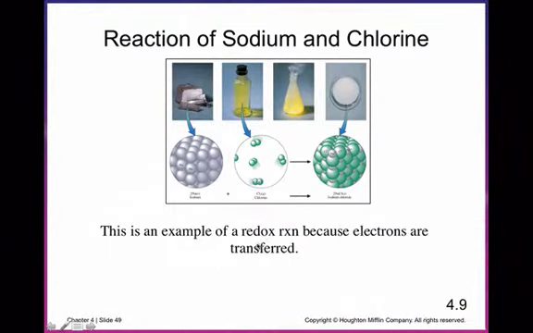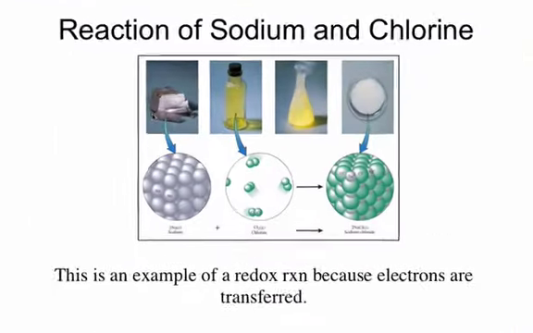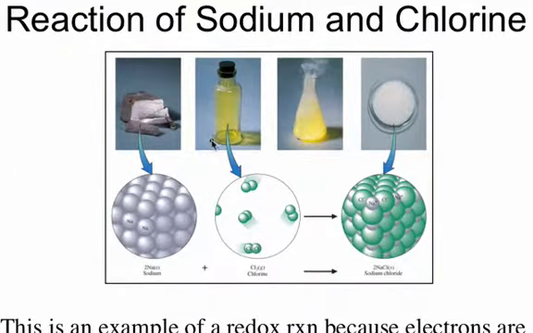So here's an example of another redox reaction. This is when we take sodium metal and we join it with chlorine gas. We get a lot of heat produced, a lot of energy, and you get sodium chloride, table salt that you can eat. So electrons are transferred between the sodium and the chlorine gas, and you end up with NaCl. We are going to have to keep track of those electrons.